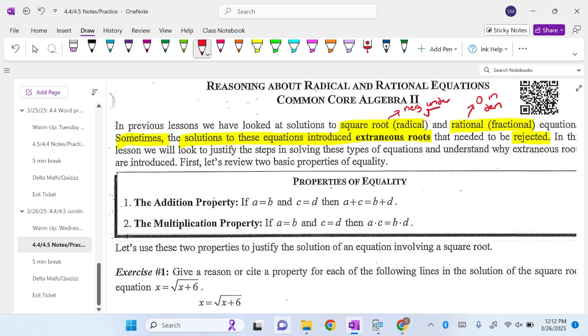So what would be considered an extraneous solution is if we plug it back in for x in the original, it gives us either a negative under the radical if it's a radical equation, or a zero in the denominator if it's a rational equation.